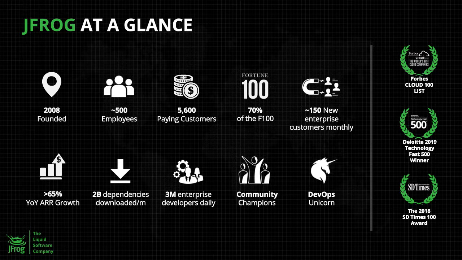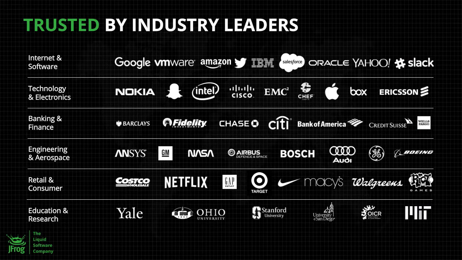Last but not least, we are considered a DevOps unicorn, because DevOps is really the area where we are involved. This slide shows you a short list of our customers. What is interesting here is not so much the names, even if it's interesting to see famous names like Google or Oracle, NASA, and so on. But what interests me is that we have customers in almost any industry area.